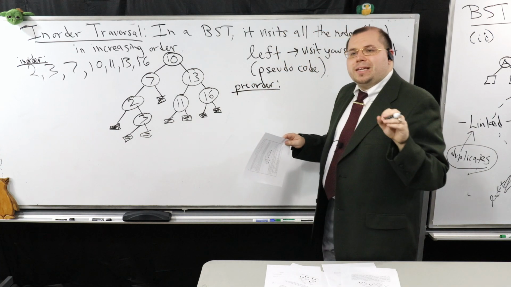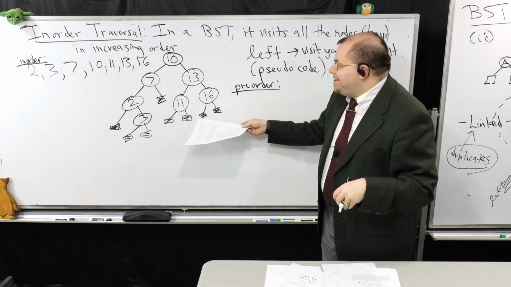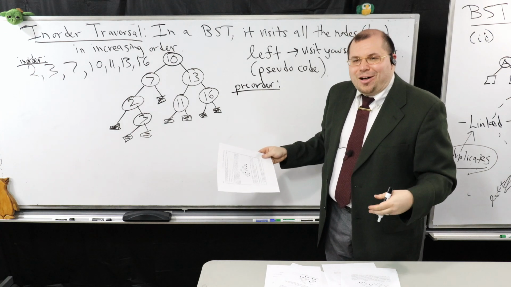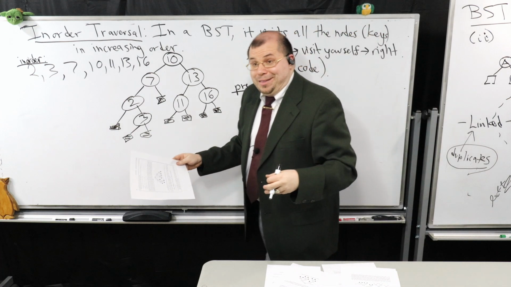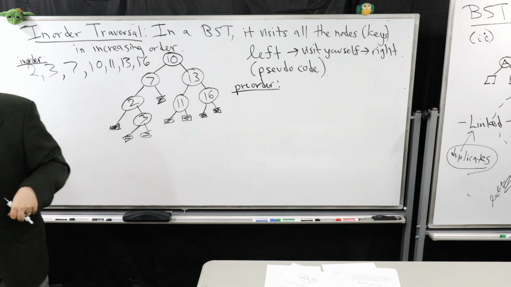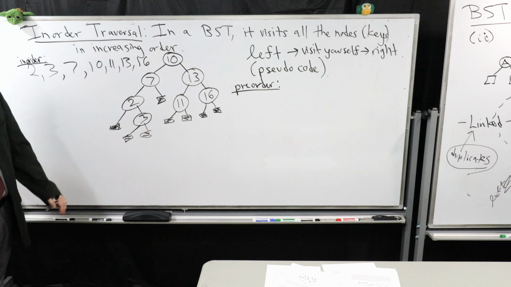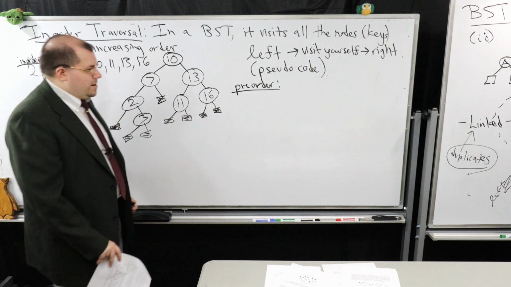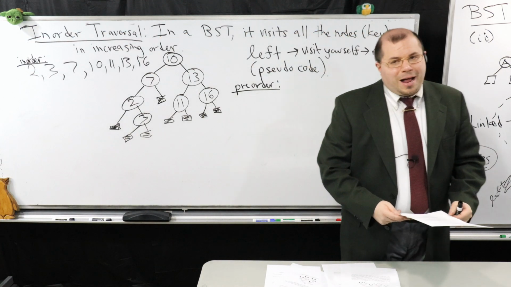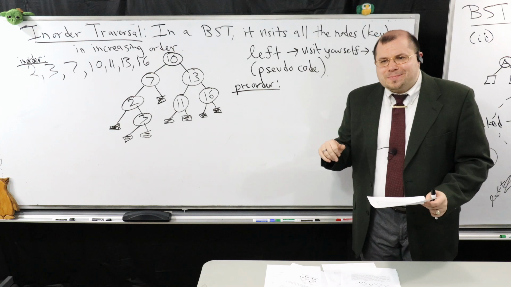And I only care about the keys. So don't tell me what these leaf nodes tell me. They'll just have null in them. But I don't care about those. So what would be the pre-order traversal of this tree here? I'm only going to care about the keys.